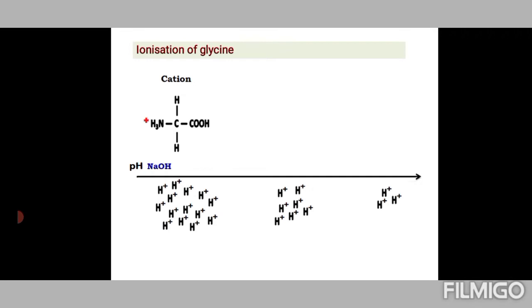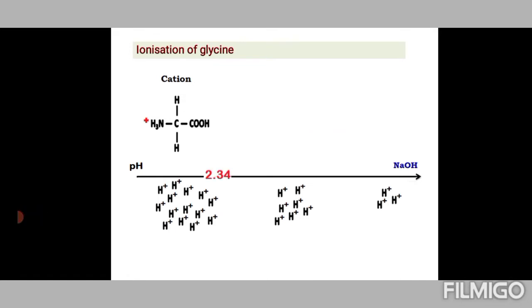There are plenty of H+ ions, obviously. We add NaOH, the base, slowly and slowly. Now, the carboxylic acid group of this cation starts to get deprotonated. H+ is progressively lost from this cation.